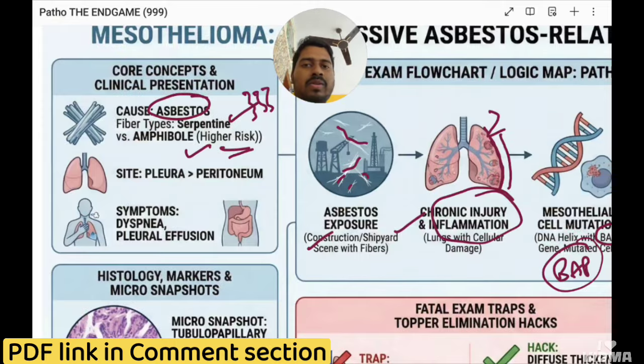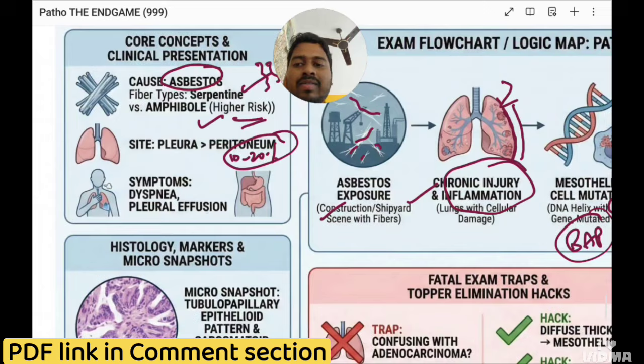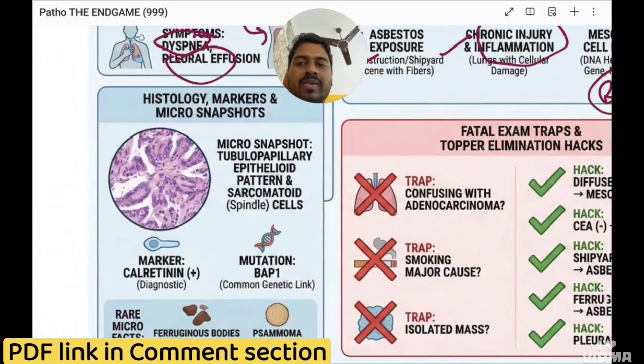Okay, so many of you think that mesothelioma is limited only to the pleura. No, mesothelioma can also arise from the peritoneal cells. Around 10 to 20% of cases arise from the peritoneum. Now symptoms can be dyspnea, pleural effusion, and in case of peritoneal it can be ascites, weight loss, such manifestations. Okay, now on histology, you see a tubulopapillary epithelioid pattern and a sarcomatoid pattern.